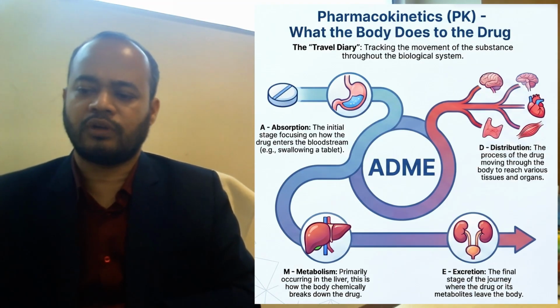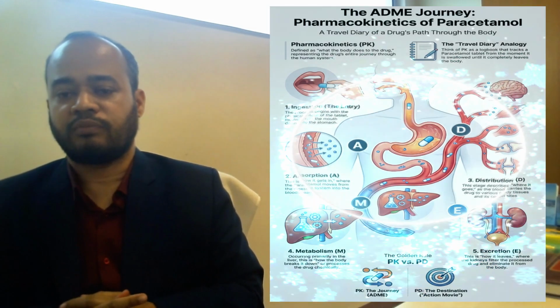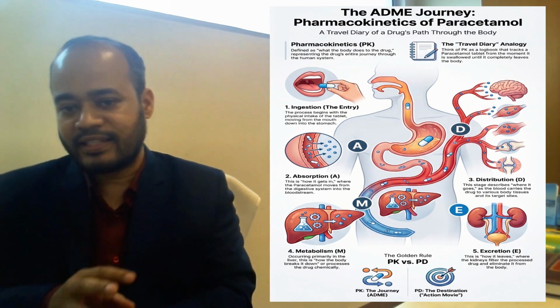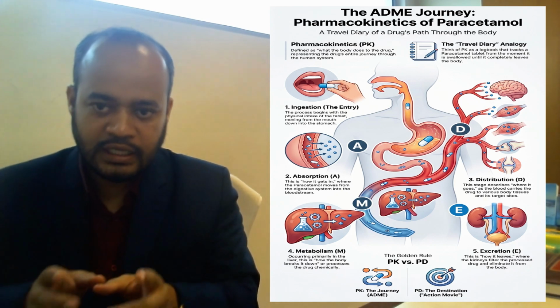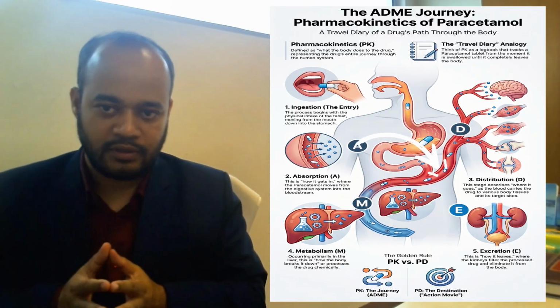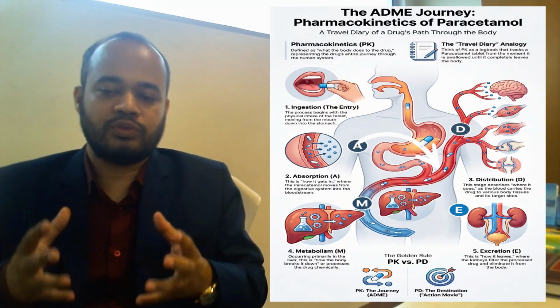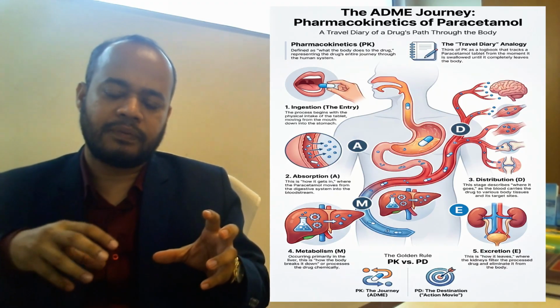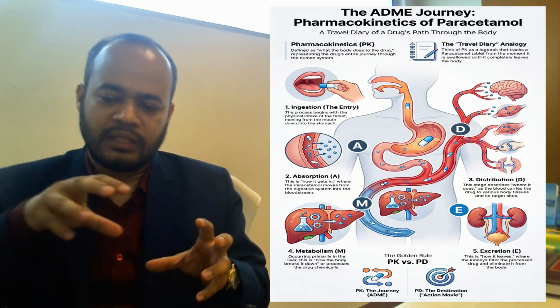For example, you have a pain, so you want to take paracetamol to treat the pain. Once you take the paracetamol orally by mouth, it reaches your gastrointestinal tract, the GI tract. From the GI tract, the paracetamol will reach the blood circulation. Once the paracetamol reaches the blood circulation, that is known as absorption of paracetamol. That is called absorption.